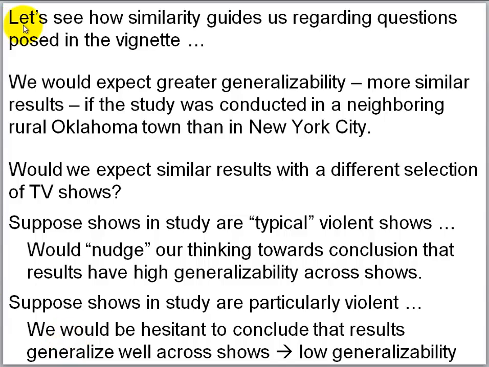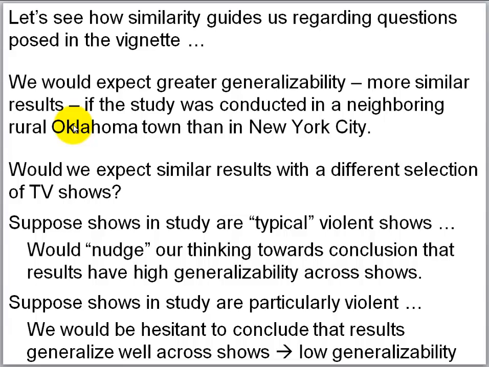Let's see how degree of similarity guides us regarding some of the questions posed in relationship to our vignette. Guided by the notion of similarity, we would expect greater generalizability, that is, more similar results, if we replicated our study in a neighboring rural Oklahoma town rather than in New York City. And that's because the context, the setting, the conditions that the group of people in the neighboring town live in are presumably quite similar to those in super rural.